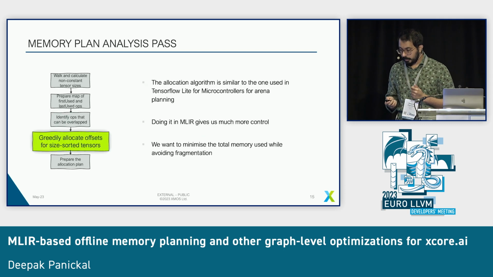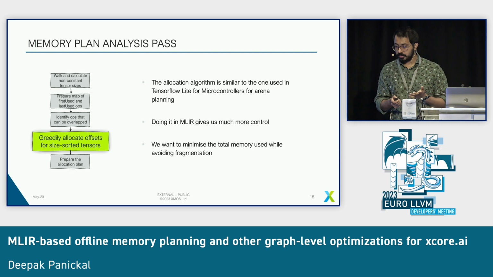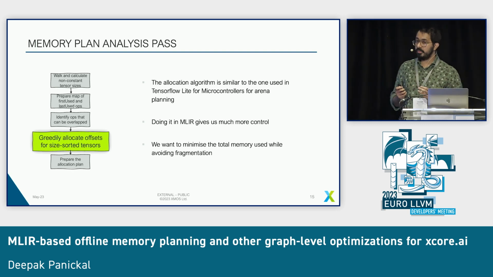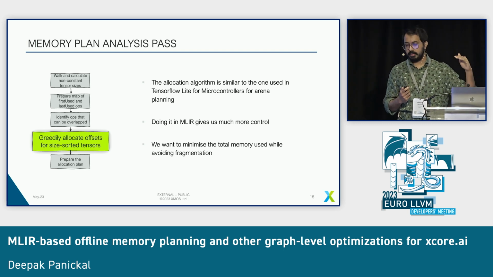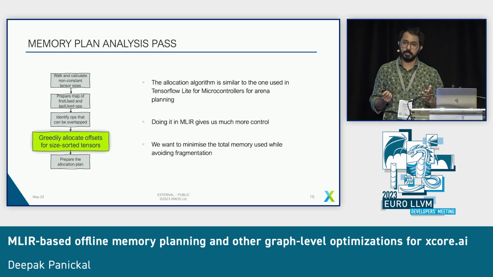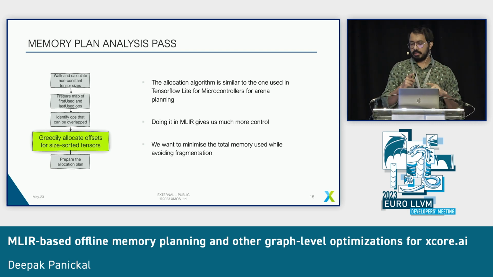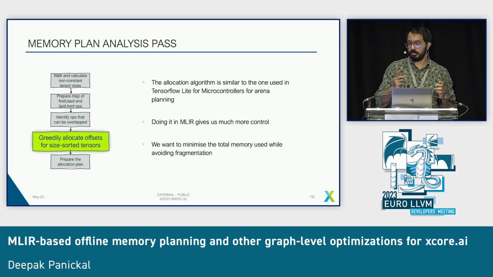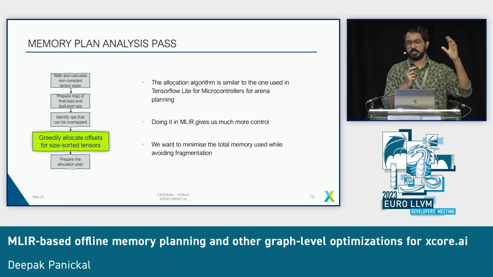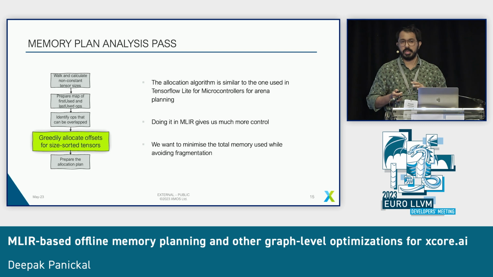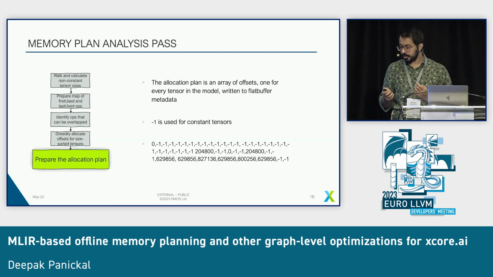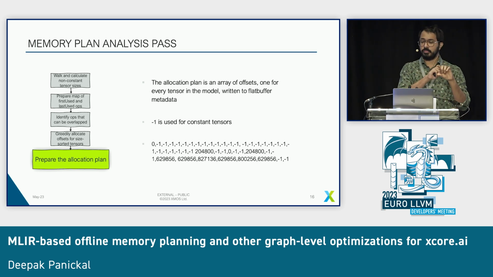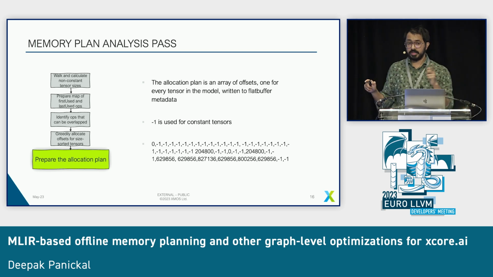Now, the next step is we actually do the allocation. The allocation algorithm is similar to the one that is there in the interpreter, but now we are doing it in MLIR, right? So we're doing it at a much higher level, and we want to minimize the total memory used while avoiding fragmentation. This is done by sorting these tensors in decreasing order and then picking the largest one, so it's a greedy algorithm that does the allocation. And finally, we prepare the allocation plan. The allocation plan is simply an array of offsets, one for every tensor in the model.